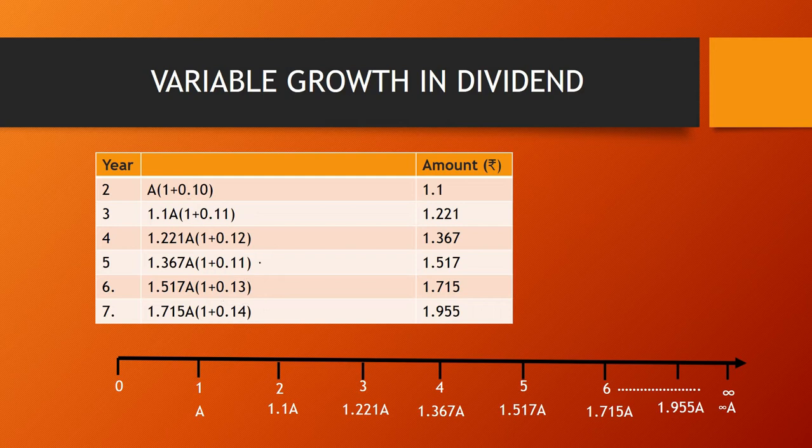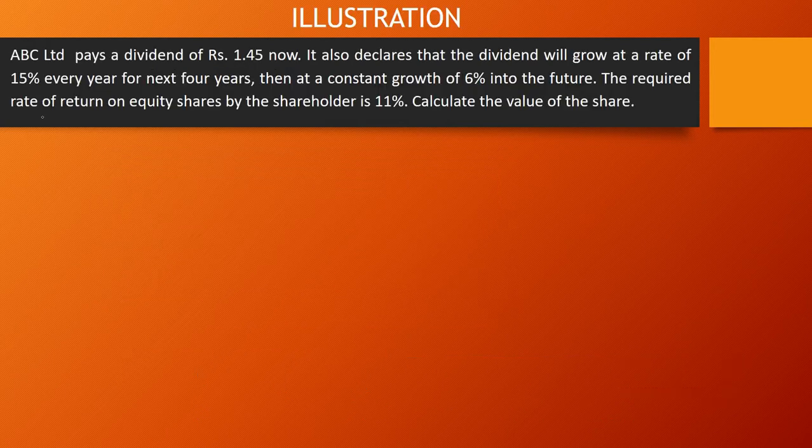It's not for a shorter duration of time. Now let's understand with the help of an example. Here it says the ABC Limited pays a dividend of rupees 1.45 now. That means it's talking about the current time period, that means D0. It says pays, so right now the company is paying a dividend of 1.45. So I can say this 1.45 is D0, because we have already learned 0 means current time period.